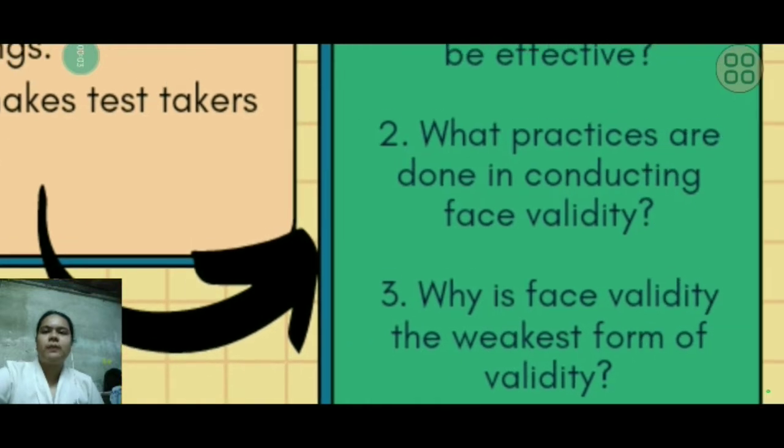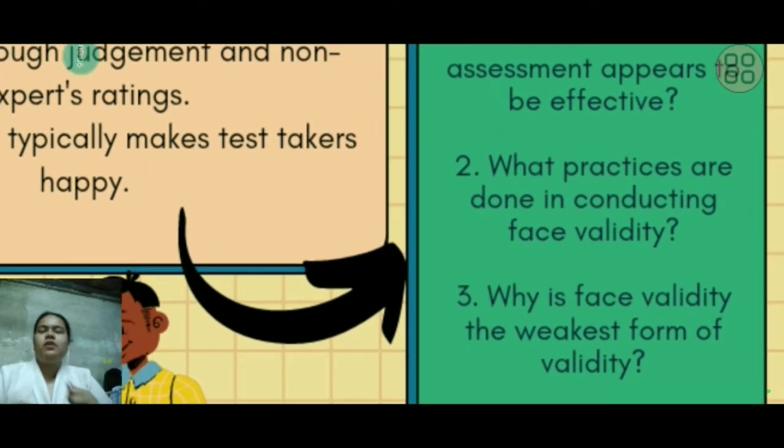So, number 2, what practices are done in conducting face validity? So, face validity involves the expert looking at the items in the questionnaire, and agreeing that the test is a valid measure of the concept being measured, just on the face of it. So, this means that they are evaluating whether each of the measuring items matches any given conceptual domain of the concept.